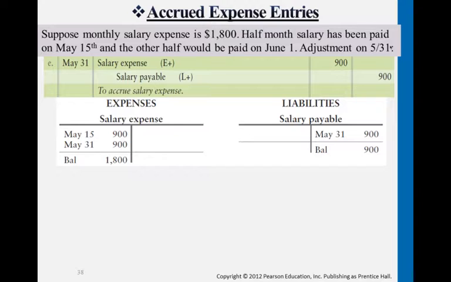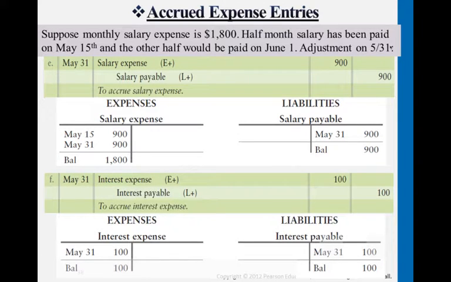So their work has already been turned into a type of expense, and later on you will have to pay them this $900. So this entry really will be immediately reversed on June 1st. Once the check is out, then the salary payable will be debited and cash will be credited. Okay, but that will be later on. By the end of the month, this will be the adjusting entry, May 31st.